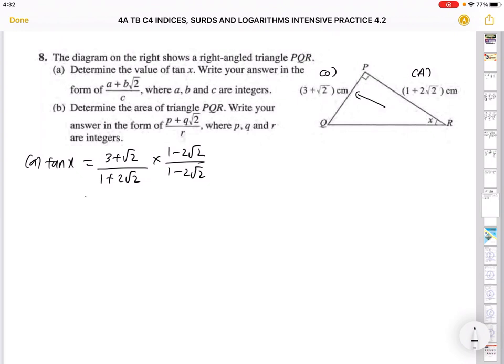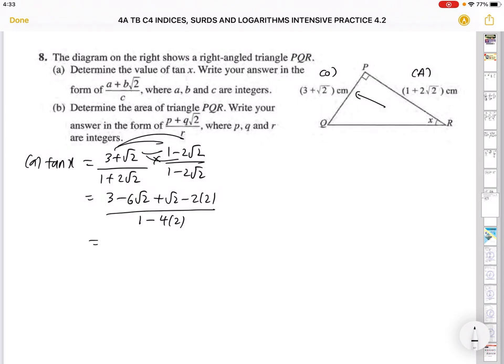So again, the top part I have to multiply 1 by 1, 2, 3, 4. Yeah, sorry for the ugliness. So it's 3 minus 6√2 plus √2 minus 2 times 2. √2 times √2 is 2. Your denominator is 1 minus 4 times 2. In this case, 3 minus 4 is negative 1.